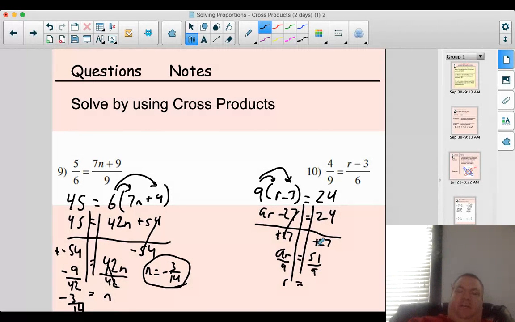So again, I don't want to necessarily do a decimal, but I do want to simplify this. Let's make it a mixed number first. So 9 goes into 51 5 times. Right? 9 times 5 is 45, with 6 left over. So 5 and 6 ninths. Then hopefully we can see that 6 ninths can be reduced. Divide the top and bottom by 3, and you get 5 and 2/3. So 5 and 2/3 is my answer for r.